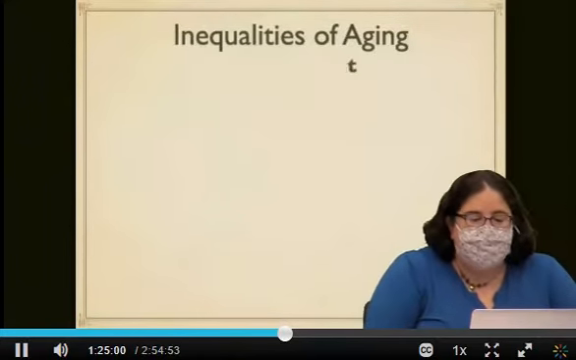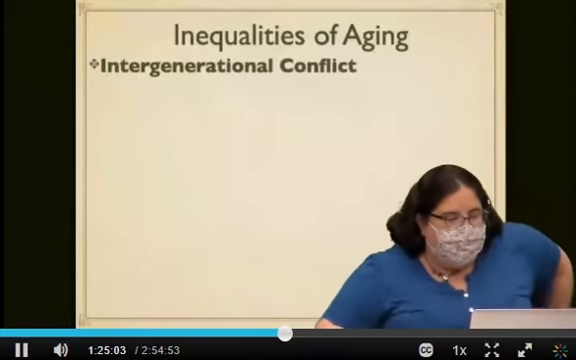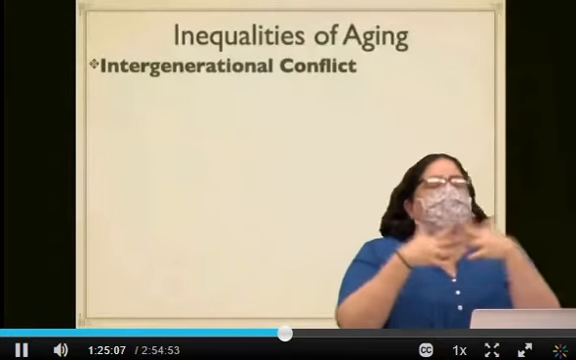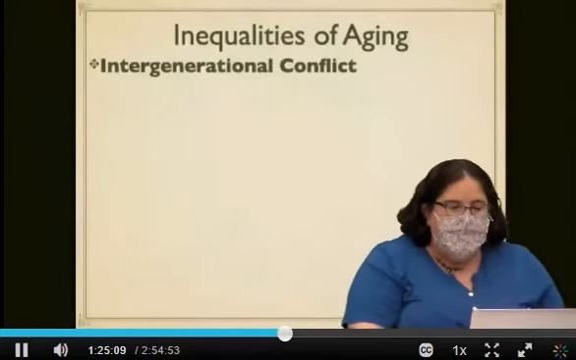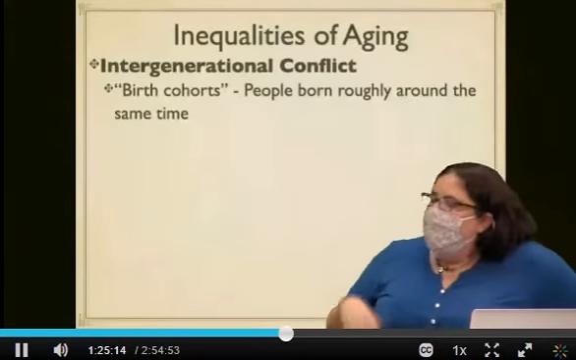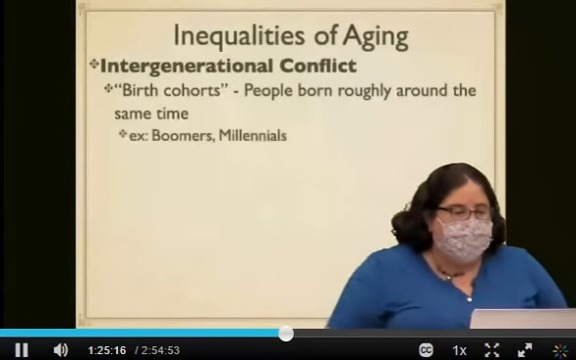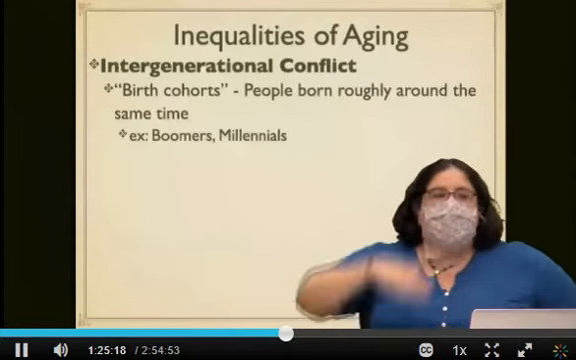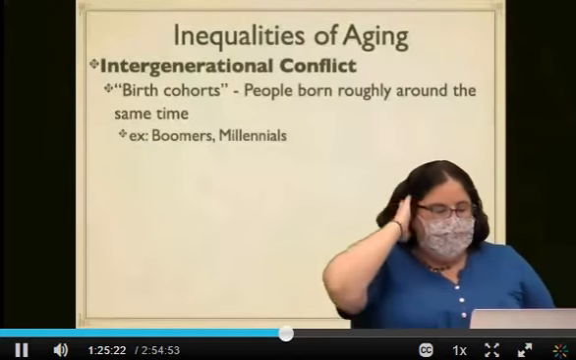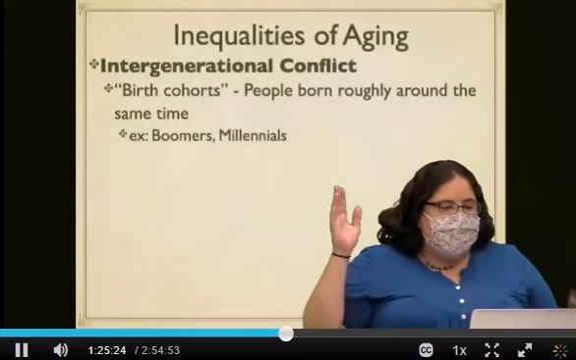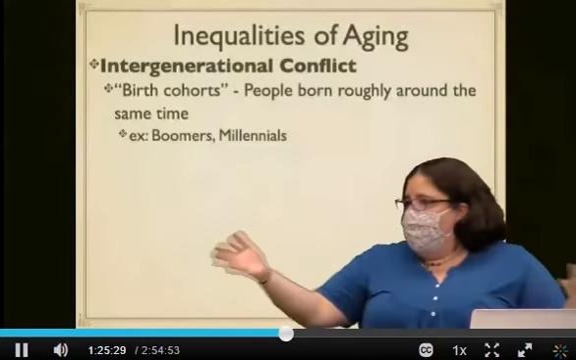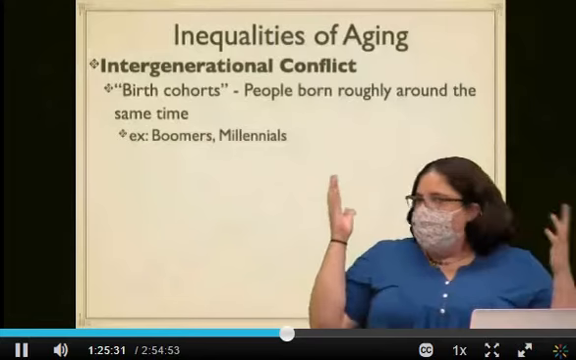Finally, intergenerational conflict. So there is a lot of fighting amongst the generations, right? Generations, we refer to in demography as cohorts. They are birth cohorts, people born roughly around the same time. Baby boomers are a birth cohort. Millennials are a birth cohort, right? And there is conflict between groups. There always has been. There's another example of things that have always happened and we pretend like they're new right now, right?